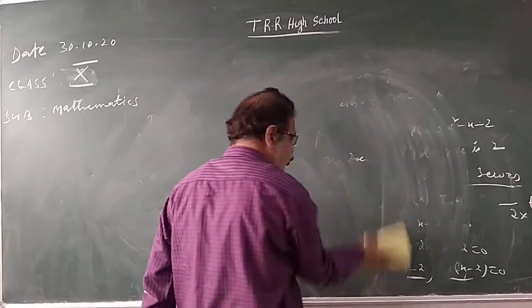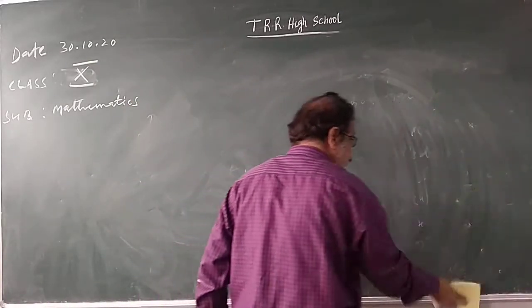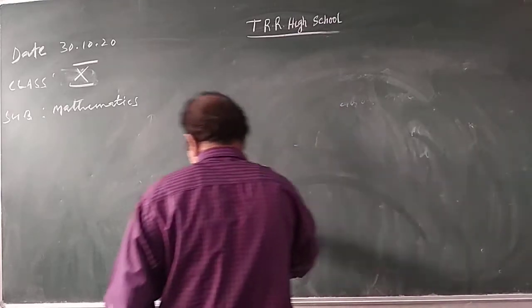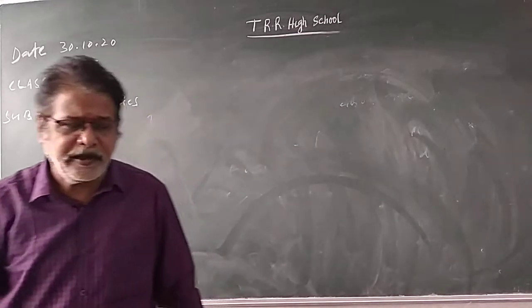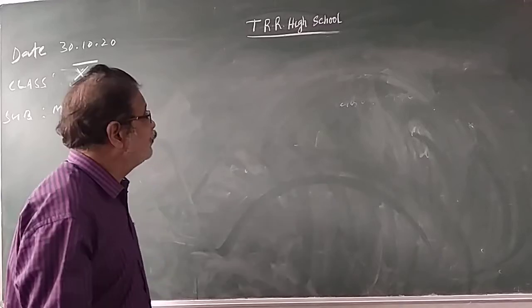Now, so far what did you do? When the quadratic polynomial was given, we found the zeros. Okay. Now the zeros they will give.